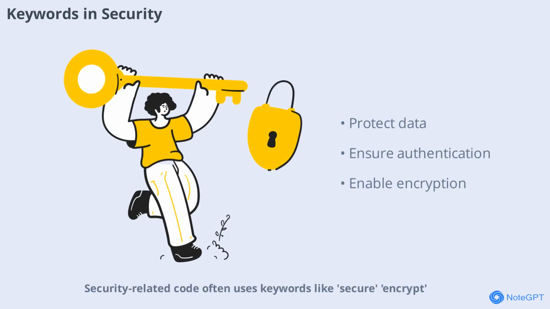Security-related code often uses keywords like secure, encrypt, or authenticate. These keywords help protect data and ensure that only authorized users can access certain features. Proper use of security keywords is vital for safeguarding sensitive information.